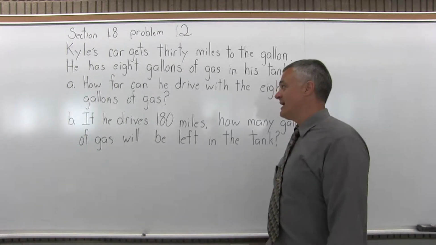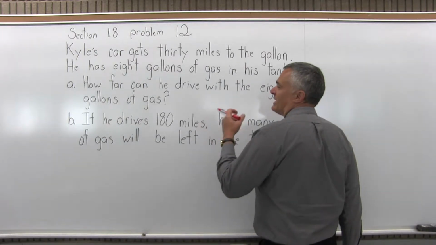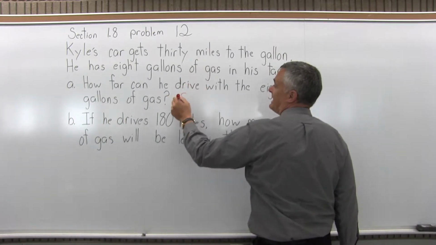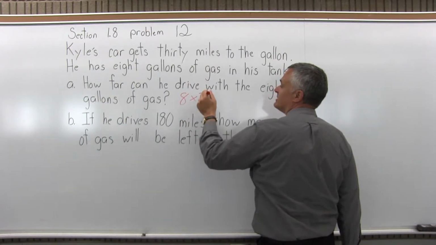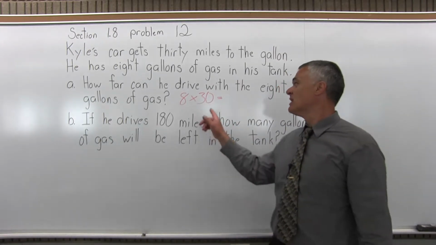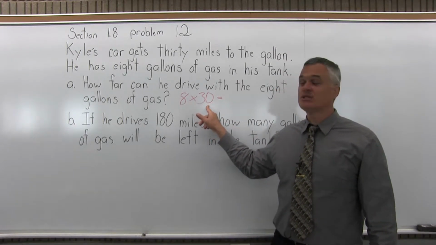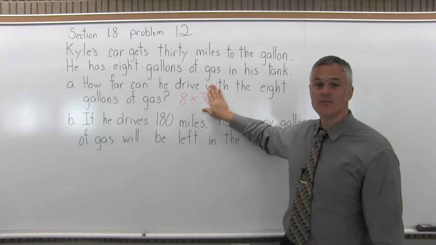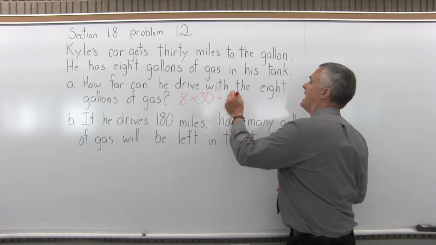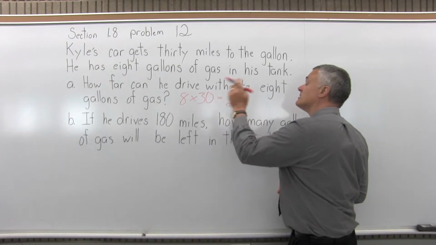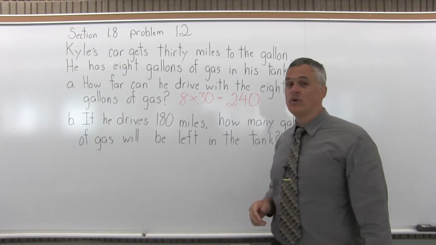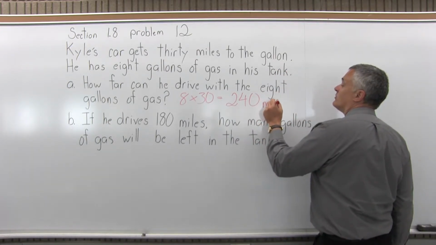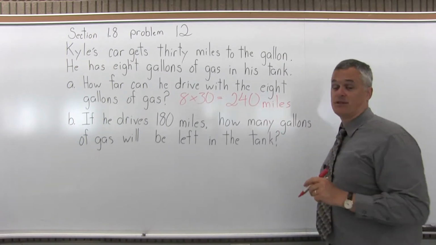So first, part A. How far can he go with 8 gallons of gas? Well, every gallon will take him 30 miles. So 8 gallons times 30 miles. Now to multiply this, I have a fairly large value with the 30, but since one of the digits is a 0, I can just ignore it for a little while and multiply 8 times 3. 8 times 3 is 24, and now there was a 0 that I ignored, so now I'll put the 0 back, and 24 with a 0 on the end is 240. So with 8 gallons of gas, he will be able to drive 240 miles at 30 miles to the gallon.